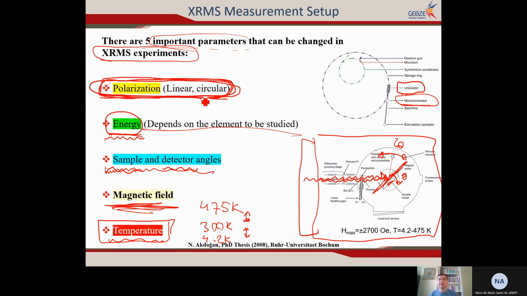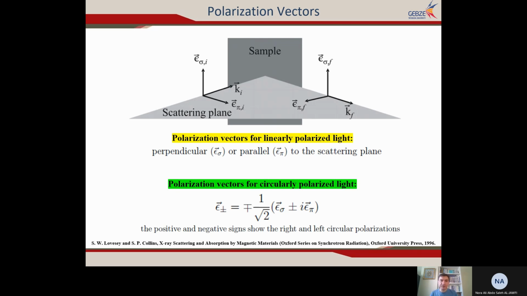So all these things are discussed in the optics lectures in the undergraduate courses. So here I would like to remind you, okay? So here we have a sample. Let's consider this is the sample surface, and this is the incident photon comes to the surface and it is reflected from the surface. So then this is the scattering plane, okay? This is the sample plane.